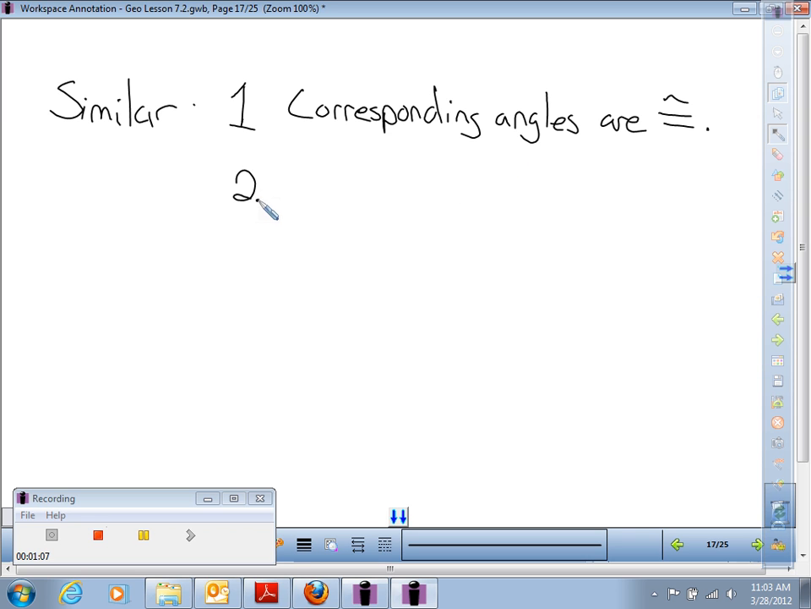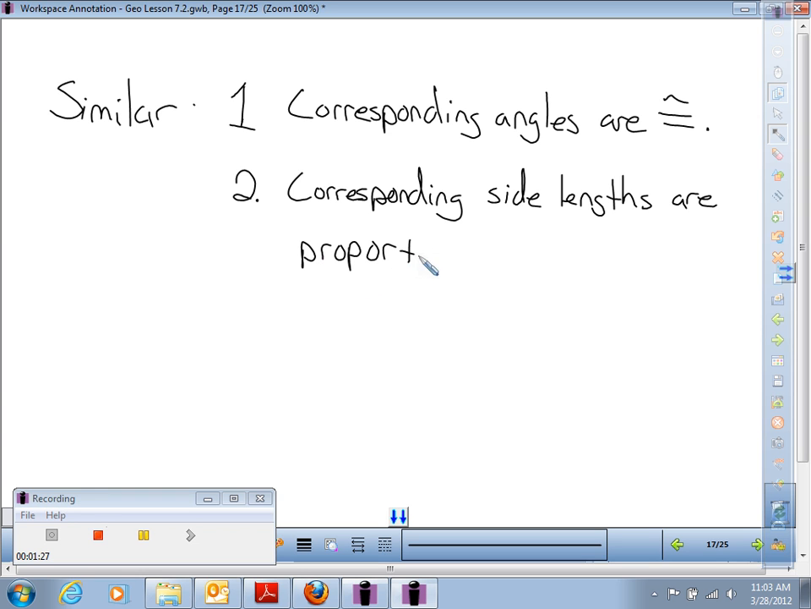Now the second part of the definition is that corresponding, there's that word again, and what corresponding means is just that, hey, it's in the same position. So corresponding side lengths are proportional. Now we worked with proportions last class. What you have to remember about proportions or proportional is simply this, that if you have a fraction of 2/4, that is equal to 1/2. That right there is a proportion, saying, hey, this fraction is the same as this fraction.